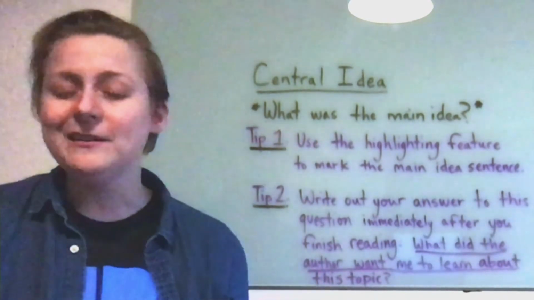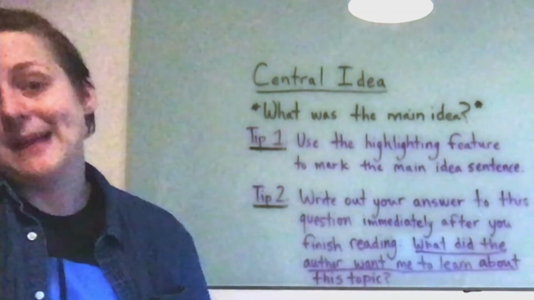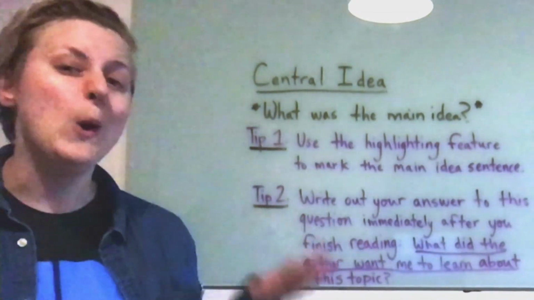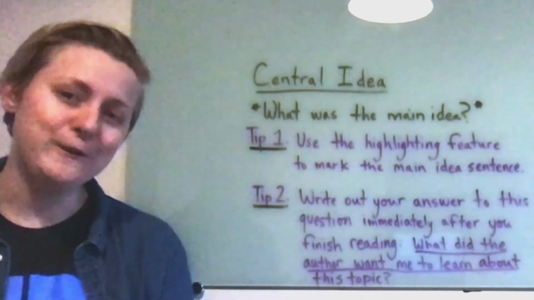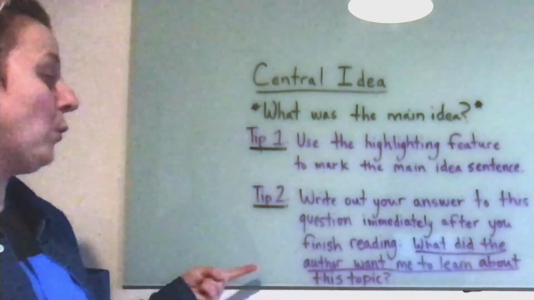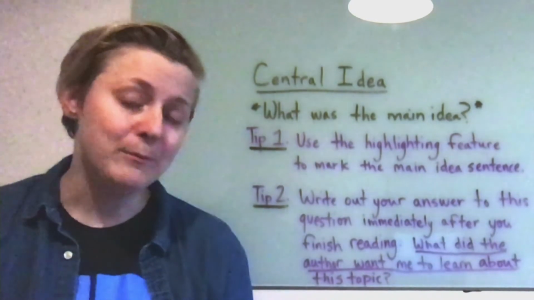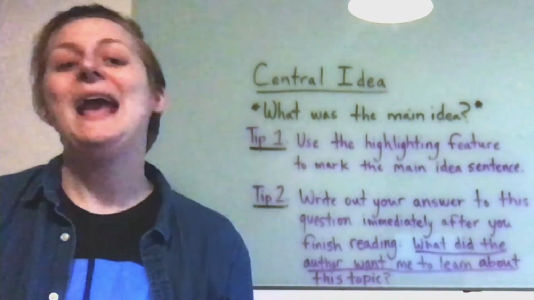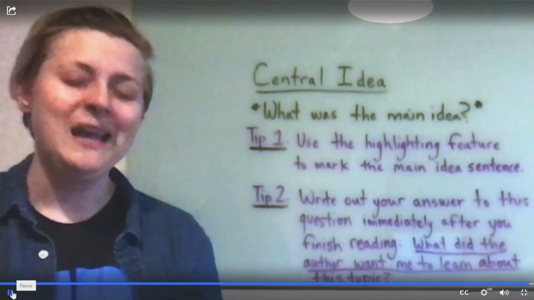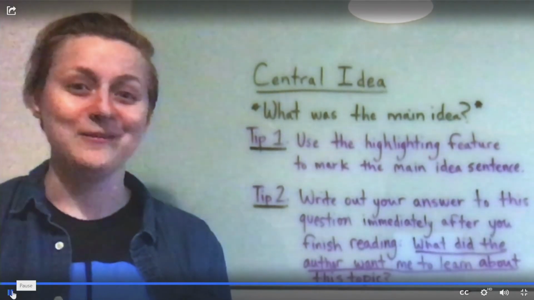Remember, preview the title and section headings to predict the topic, and consider what selections of the text were mostly about to help you find the main idea of the whole article. And after you finish reading, write out your answer to this question. What did the author want me to learn about this topic? This will make sure we consider the most important information in the article and formulate a complete sentence to describe the main idea. Now you're ready to try this on your own. Good luck, and thanks for learning with us today.